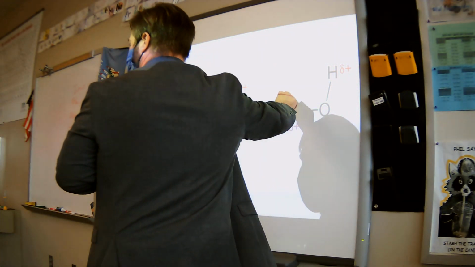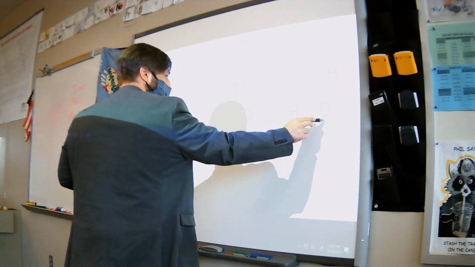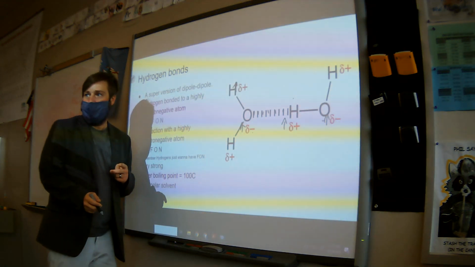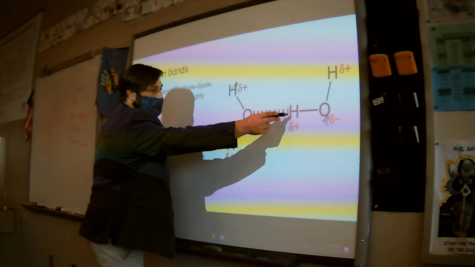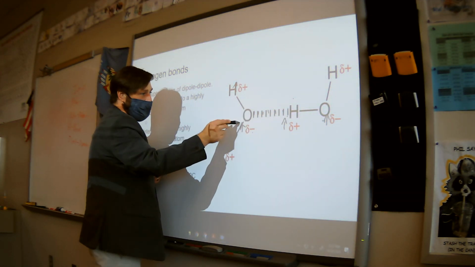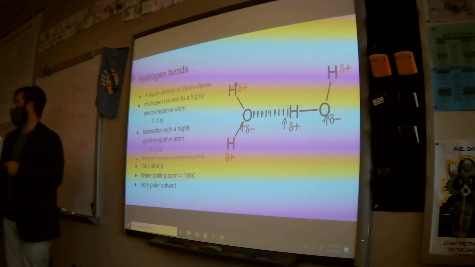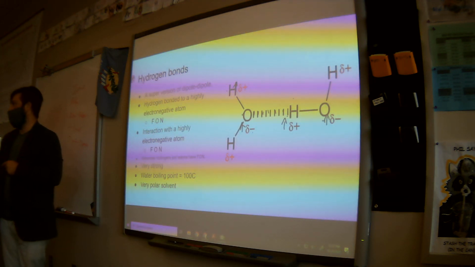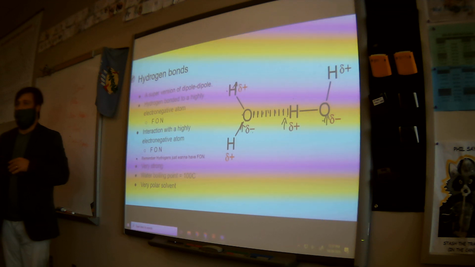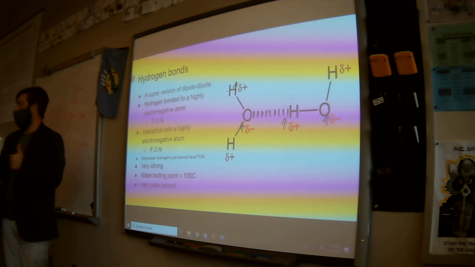Hydrogen bound to an electronegative atom, F, O, or N, and then that's going to interact with an electronegative atom, which is bound to another hydrogen. Okay? You need those three things to come into play. All good?